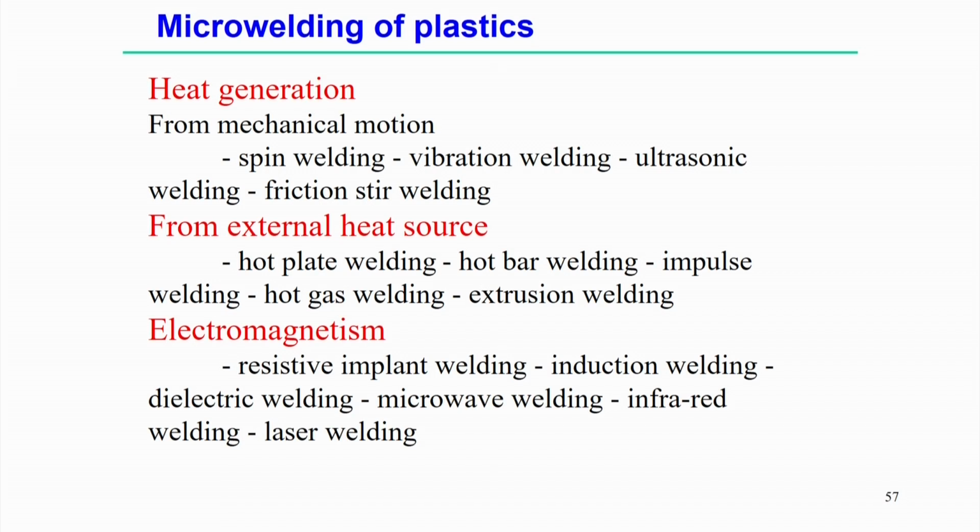Second is the external heat source: hot plate welding, hot bar welding, impulse welding, hot gas welding and extrusion welding. These are the typical welding processes where the heat source is externally applied. Of course, electromagnetism also drives the micro welding processes of plastics. The typical processes include implant welding, induction welding, dielectric welding, microwave welding, infrared welding and, of course, laser welding. All of these come under the categorization of electromagnetism.